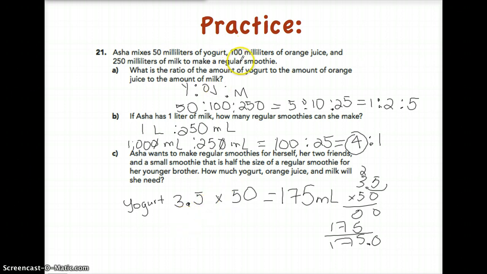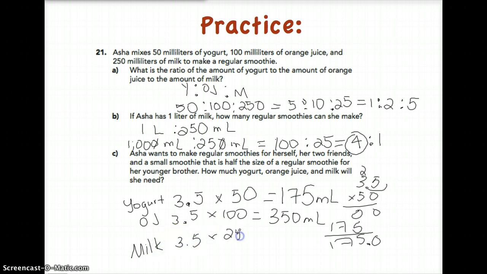So we're multiplying by 100. So this is orange juice. So 3 and 5/10 times 100. We're just going to multiply by 100. So we're moving our decimal place over 2 spots. So that's 350 milliliters. And we need, for milk, 3 and 5/10 times 250.